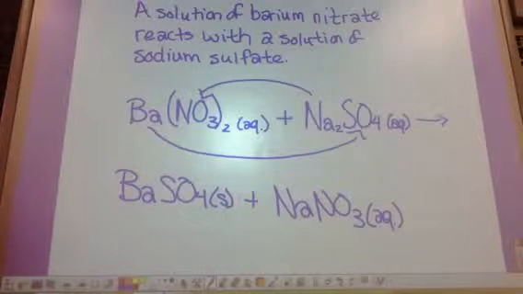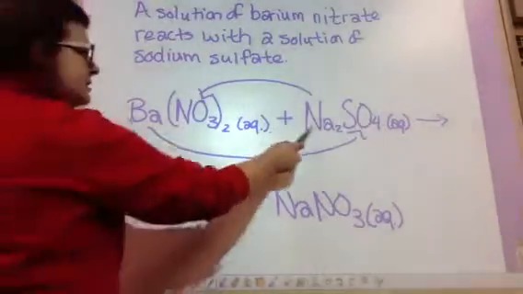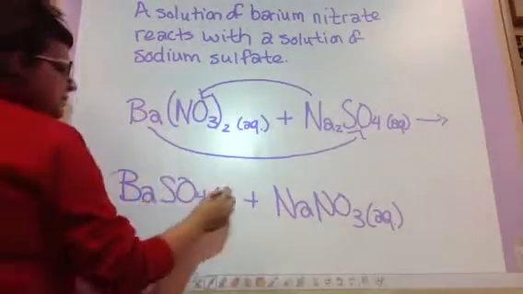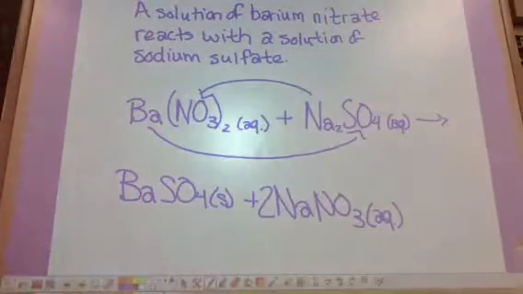The last thing that I need to do is balance this, because this is not balanced. So I see here I have 2 nitrates and 2 sodiums, and so I'm going to need to write a 2 in front of that, and then it would be balanced.